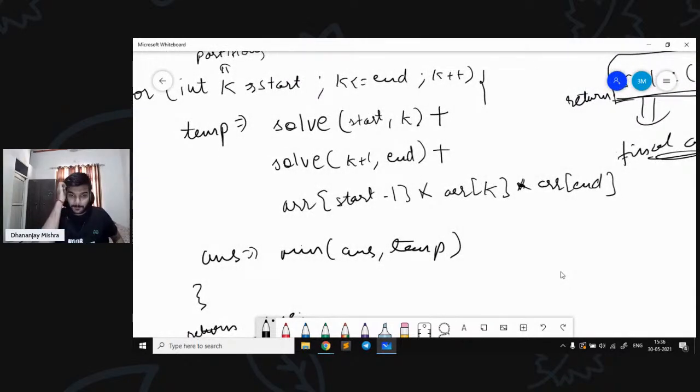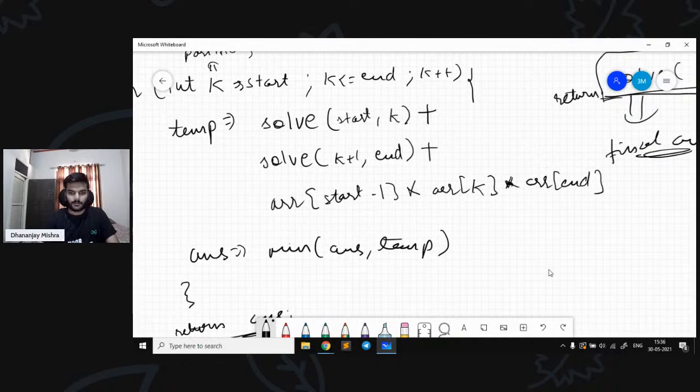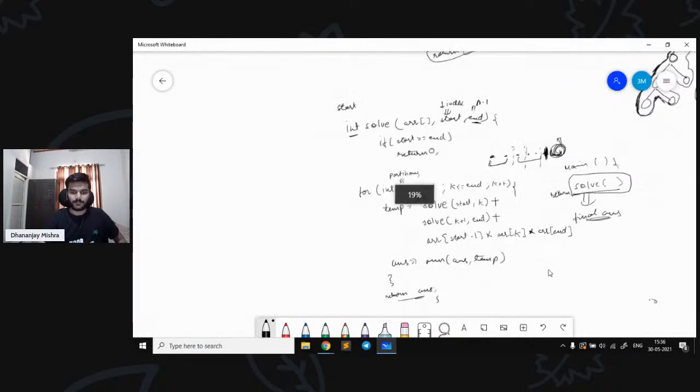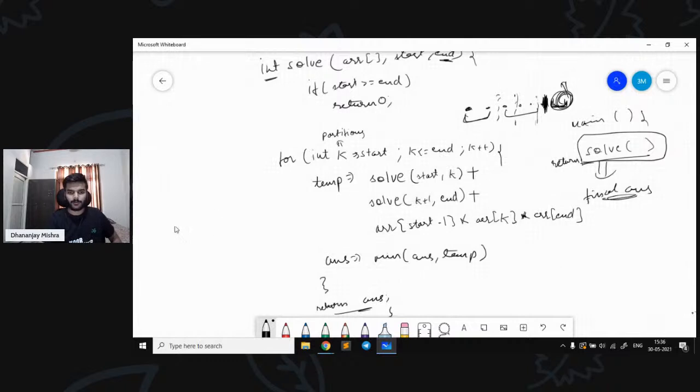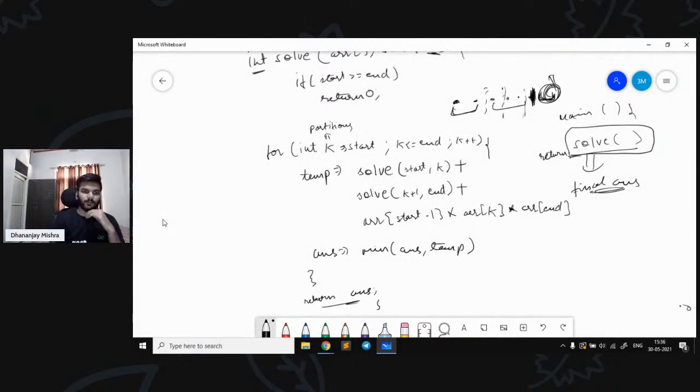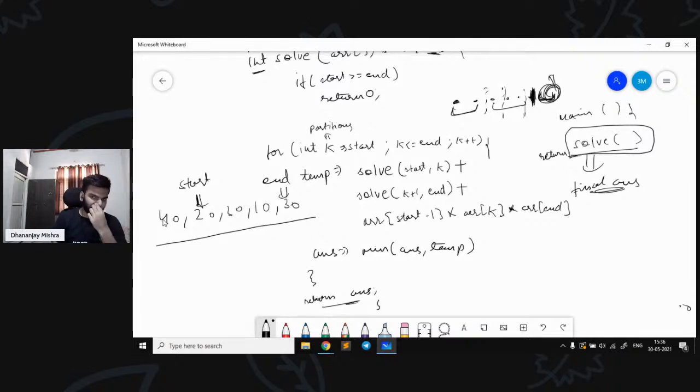Okay, so I was telling about the error it will give us, right? So what is the error? Let us talk about the error. If I take this matrix only, I said that this will be my start and this will be my end. Now what error will it give if I iterate till less than or equal to end? If I do my partition here, right?